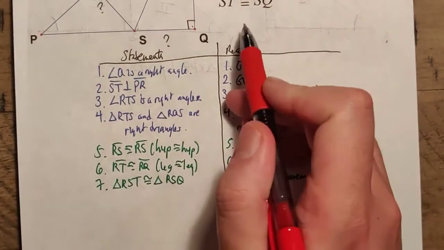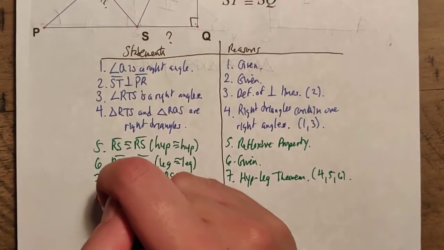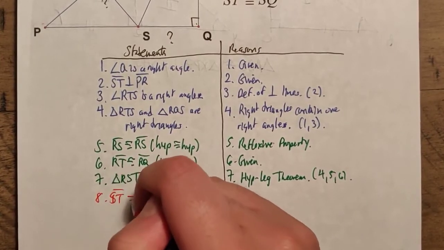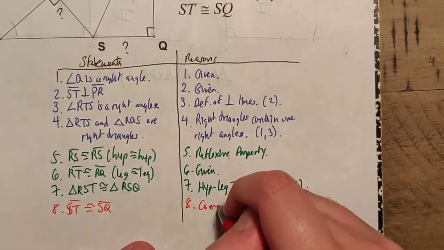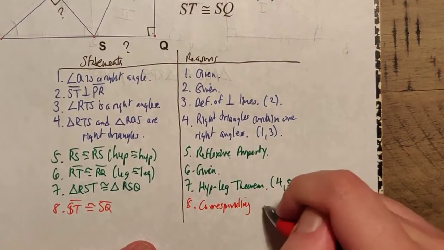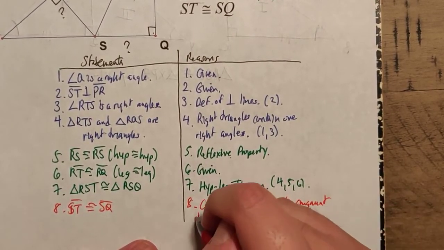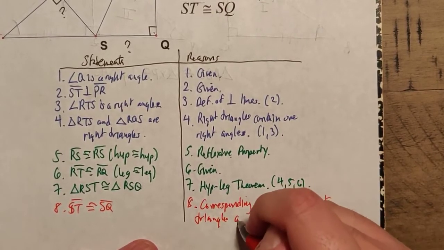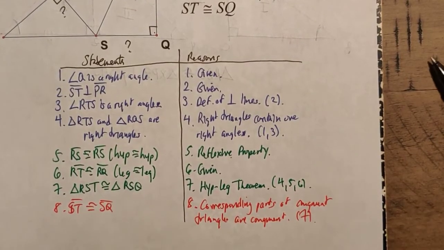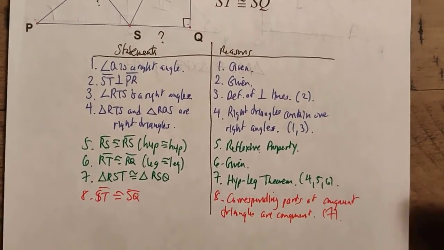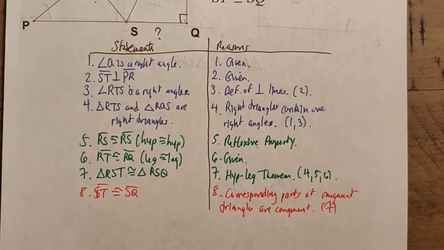Now we can finish it off here, and this is going to be its own phase because it's not part of the congruent triangles. It's just a consequence of that. So as a result, we can say that ST is congruent to SQ, because corresponding parts of congruent triangles are congruent, and that is from step 7. As you can see, it works out very nicely. Our proof is in three parts. In our first phase, we ensure right triangles. In our second phase, we get our congruence. And then finally, we finish it all off.